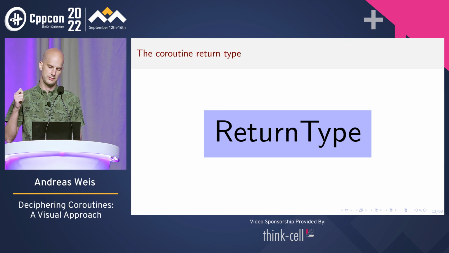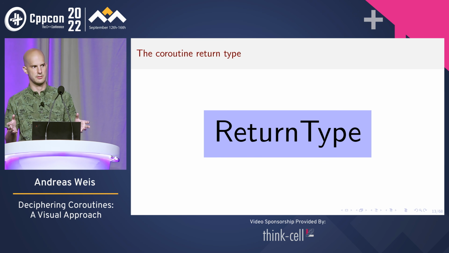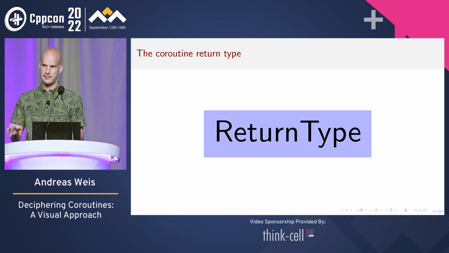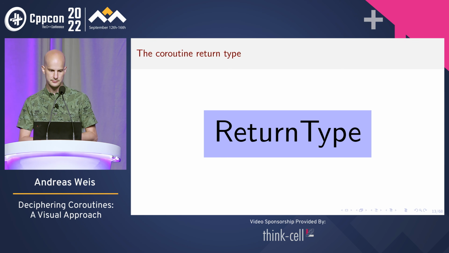So if you have some coroutine code and you want to understand what it's doing, the first thing that you should look at is the return type and what its interface looks like. And you can usually understand this without understanding too much about coroutines and get a pretty good idea for what's going on there.